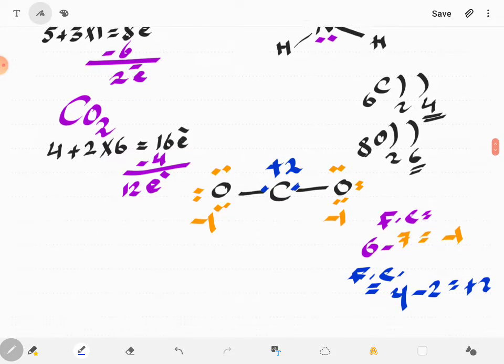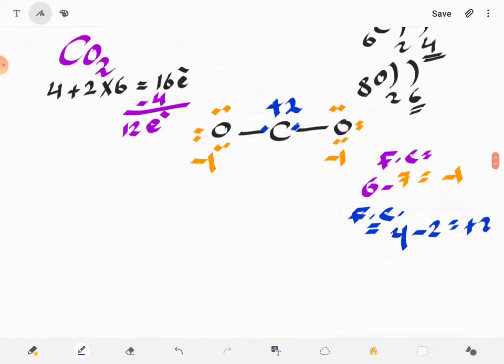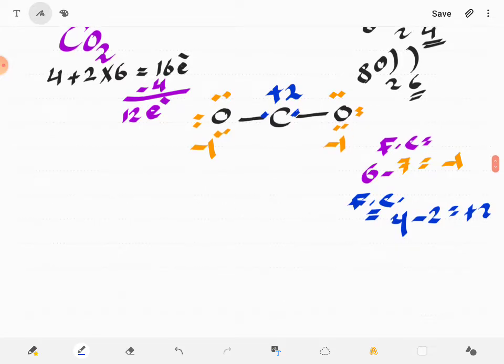Listen carefully because this is a very important point. Now we have for carbon positive 2, and oxygen minus 1, minus 1. In total, minus 1, positive 2, minus 1, all neutral. But this is not the most stable condition for this compound. So what will we do?